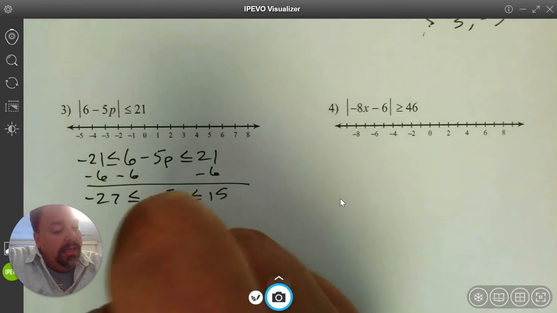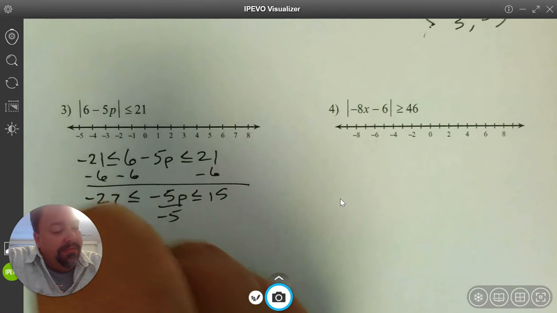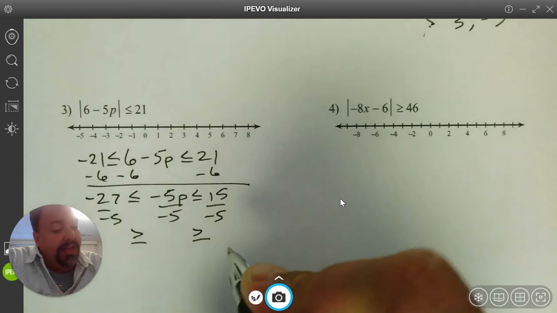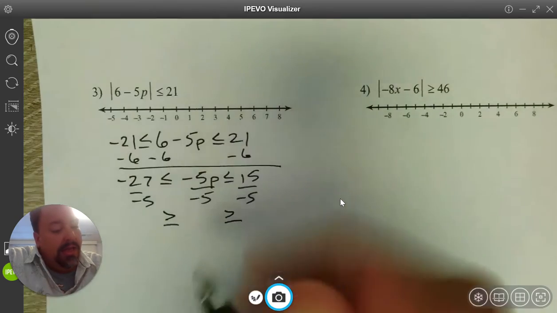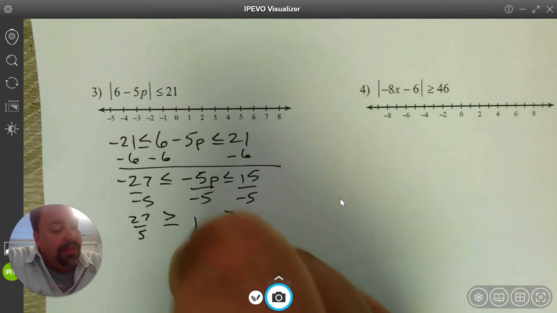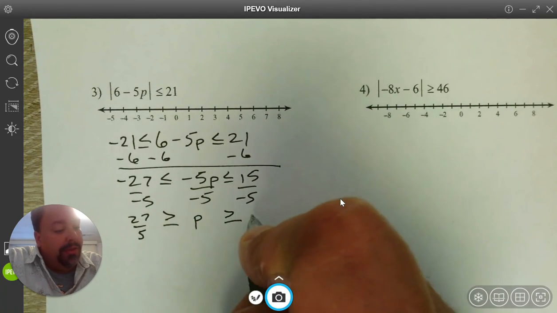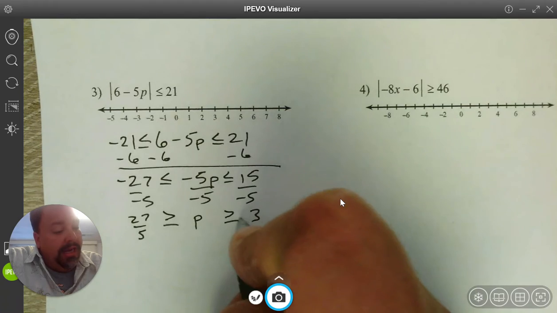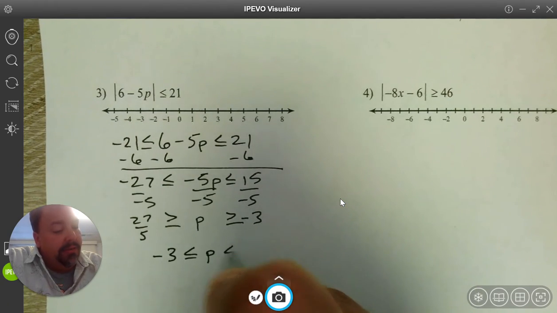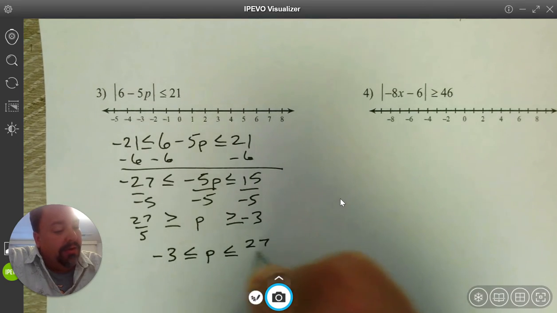At this point, we divide by negative 5. Since we divide by a negative, it's going to flip the inequality sign, so now they're going to be greater than or equal to. And we have 27/5 greater than or equal to p, which is greater than or equal to negative 3. We can flip this around and put negative 3 is less than or equal to p, which is less than or equal to 27/5.